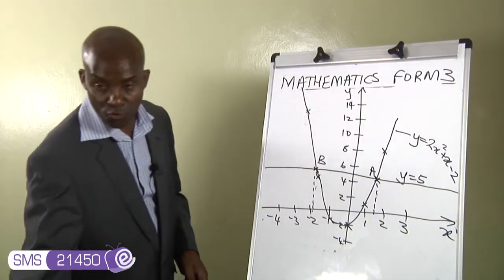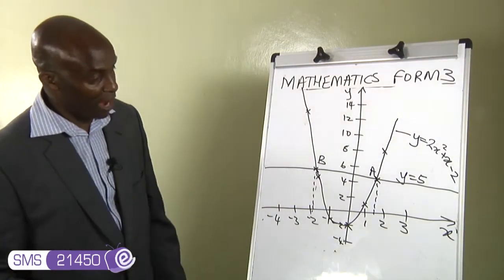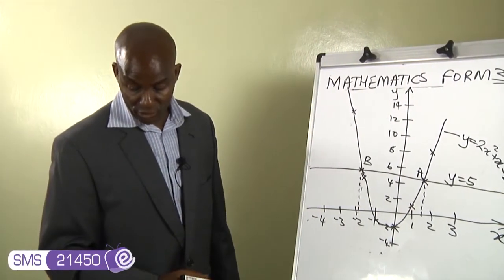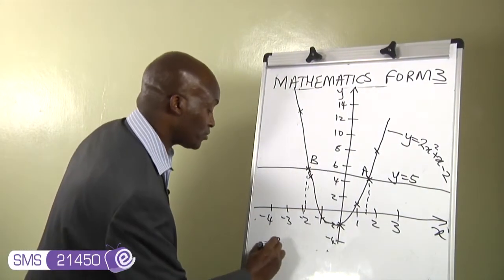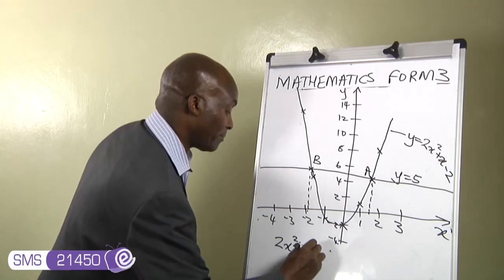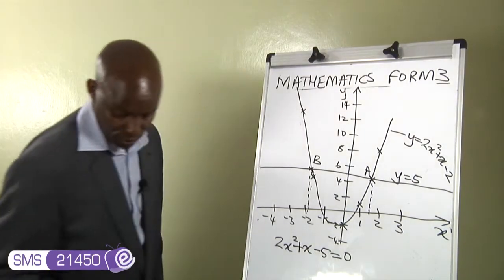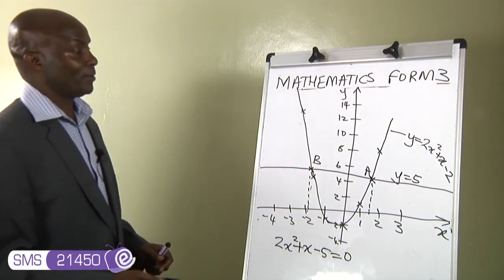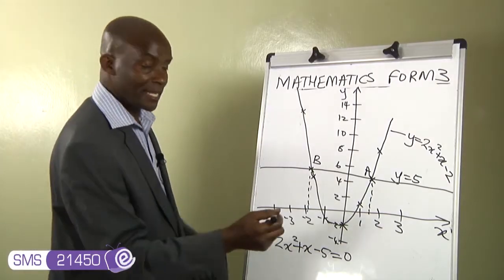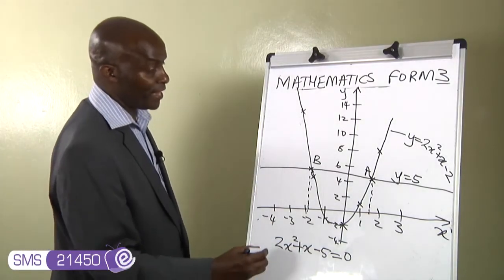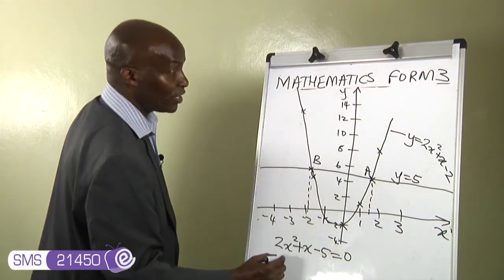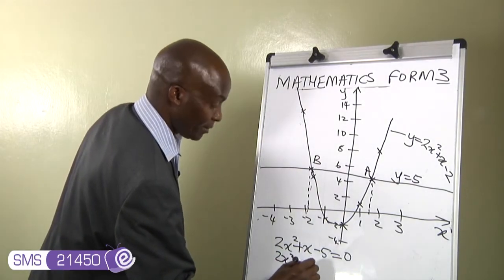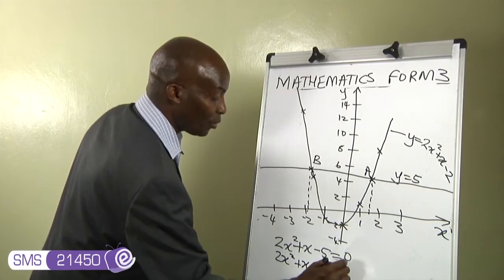We are asked to use the same graph to solve the equation 2x squared plus x minus 5 is equal to 0. Now, the procedure is the same. I will write them next to each other. The equation for the graph is 2x squared plus x minus 2 is equal to y.